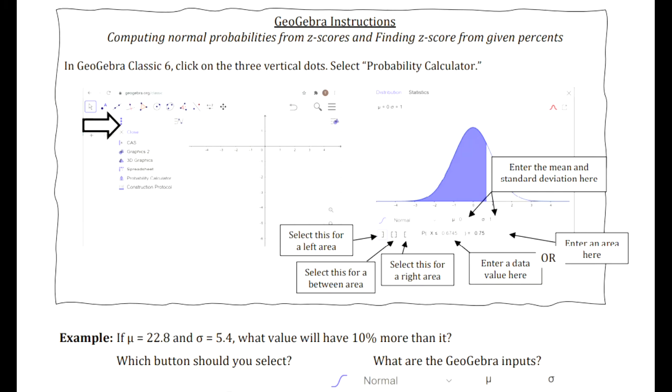In this video, we're going to learn how to take an area under the normal curve or a probability and find the associated value in the normal distribution. This is also sometimes called finding a percentile, and we're going to learn how to do this in GeoGebra.